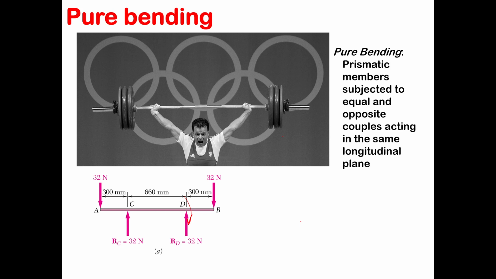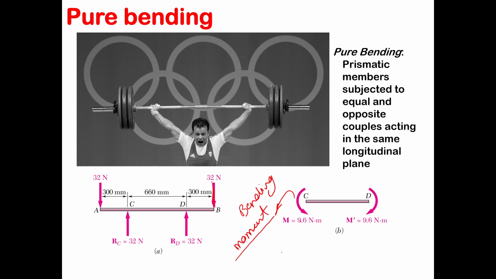Which means that you can replace this free body diagram, the forces here, with only moments at locations C and D, right? We have the reaction forces, the regular forces. We can just remove this part and replace whatever we have with this moment. This moment is called the bending moment, which is pretty understandable. The naming is pretty understandable. It's going to bend your beam.